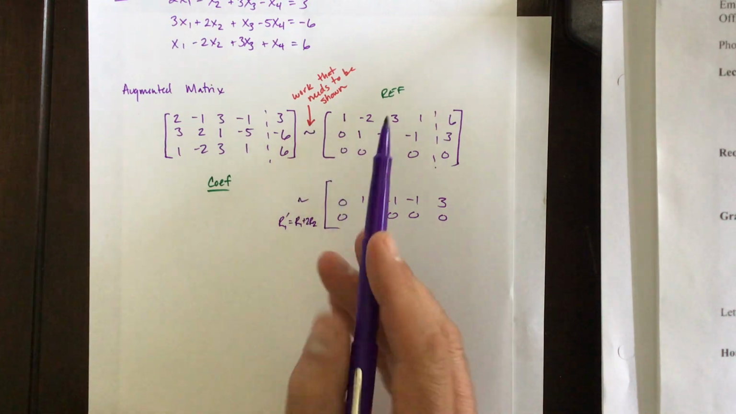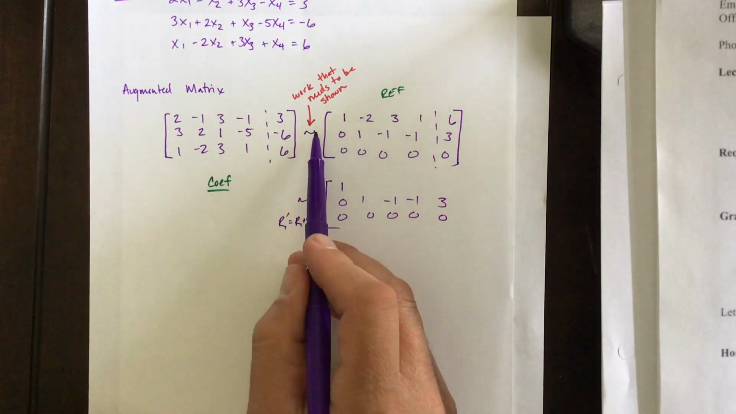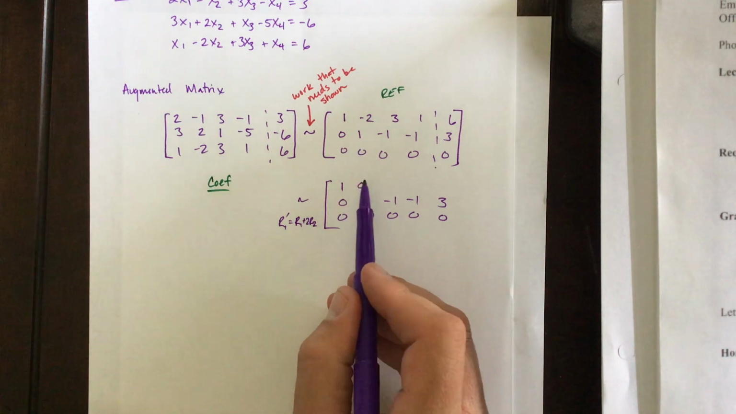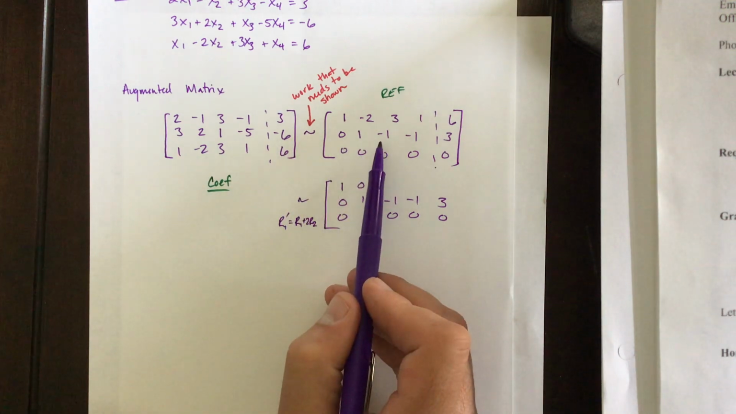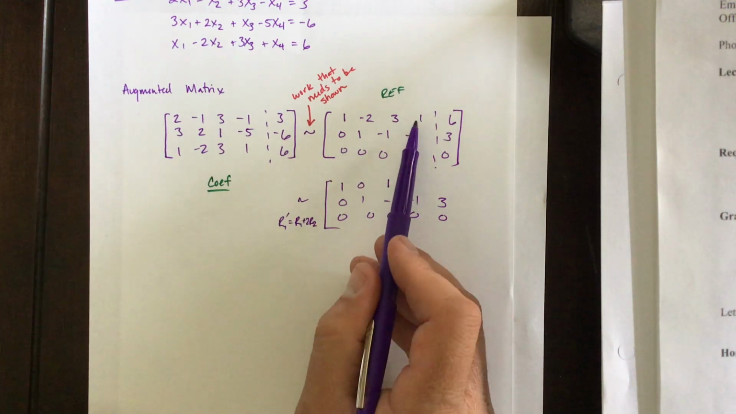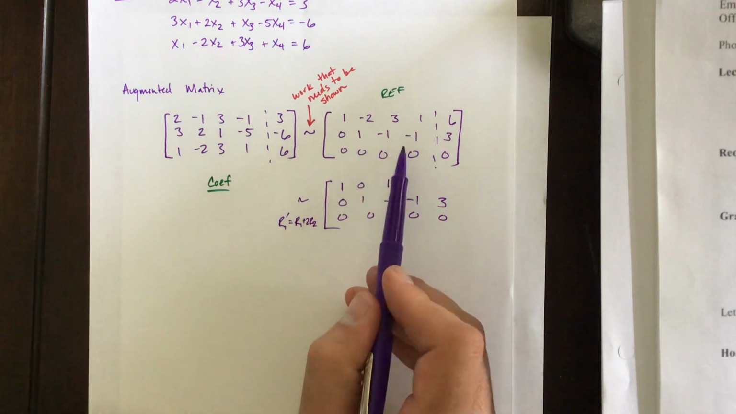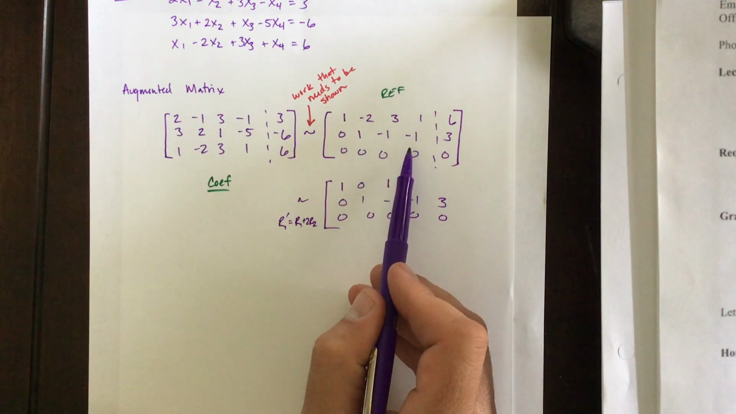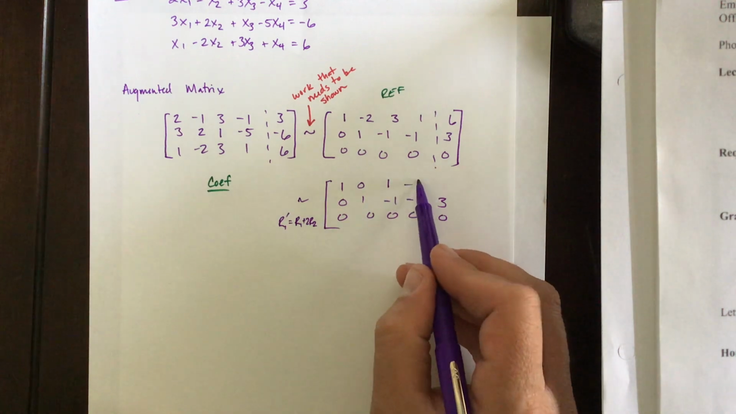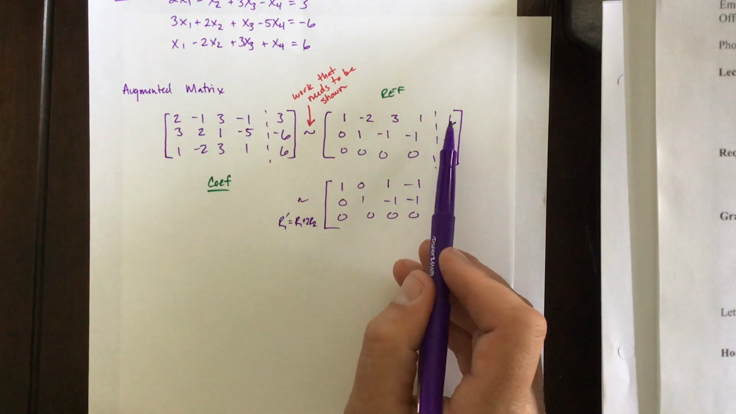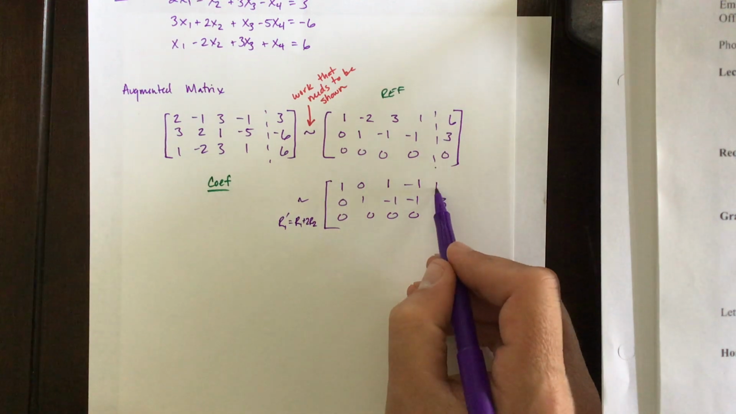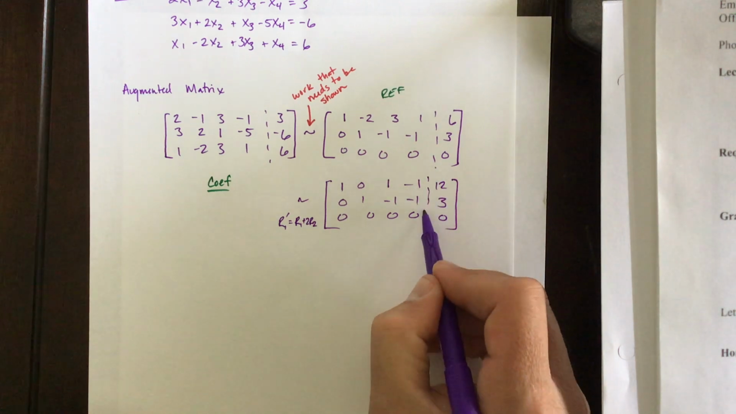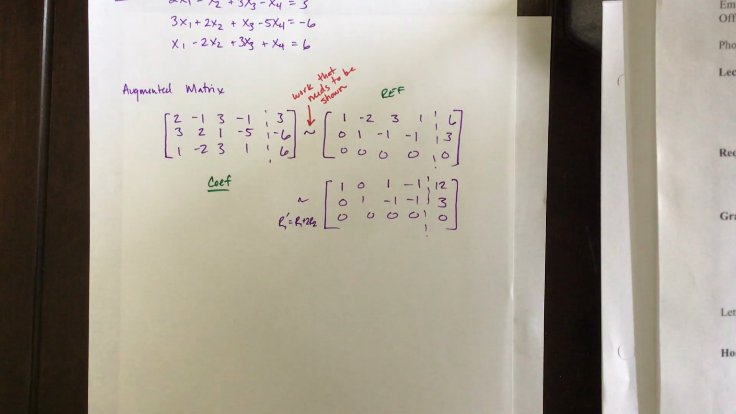So 1 plus twice 0. -2 plus twice 2. 3 plus -2, that's 1. 1 plus 2 times -1, so that's 1 minus 2, that's -1. And what's this? 6 plus 6, that's 12. Now we are in reduced row echelon form.